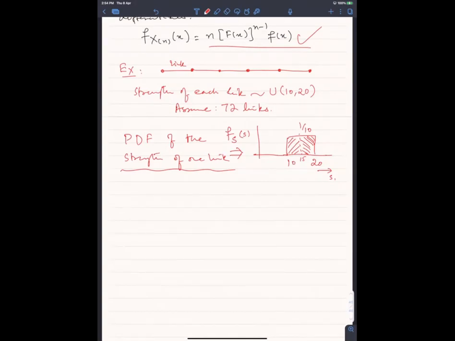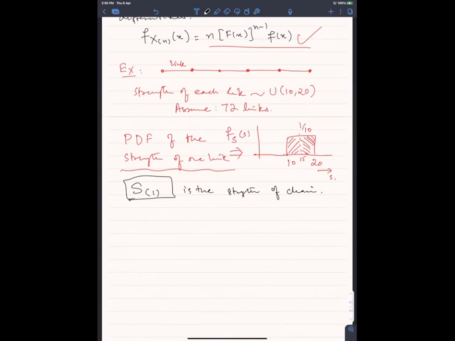So let's find the strength of the chain. Let S1 be the strength of the chain. Why? Sir, why do we need to work this out? Can't it just be 10?